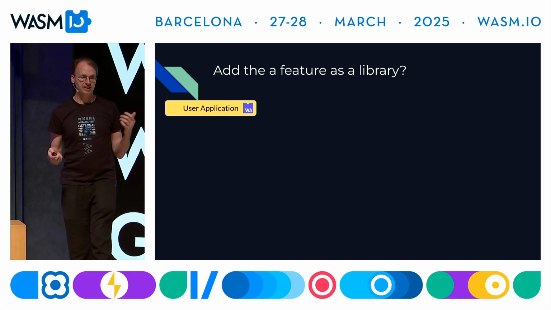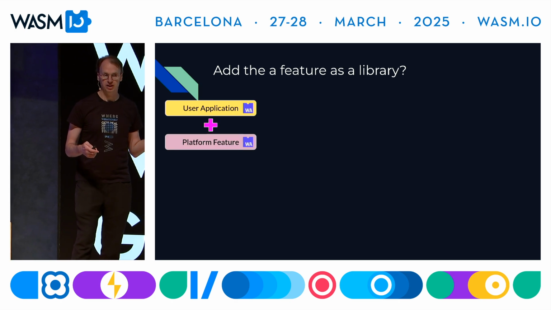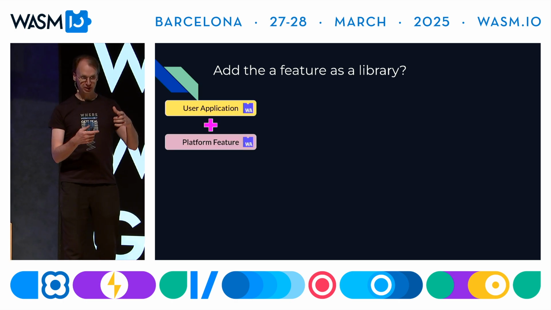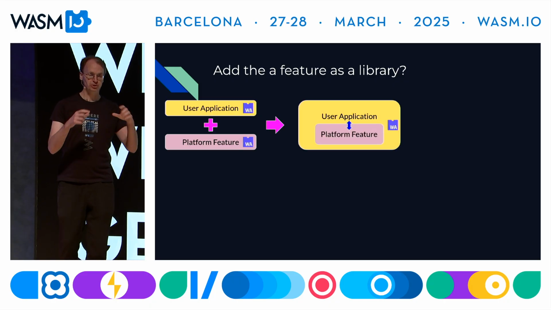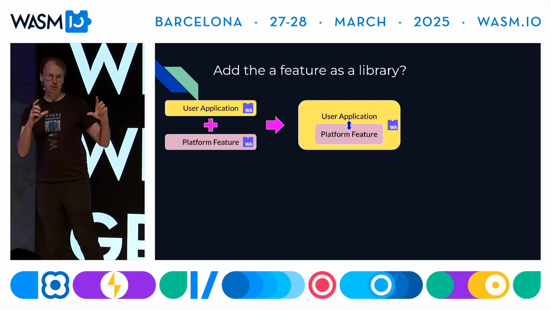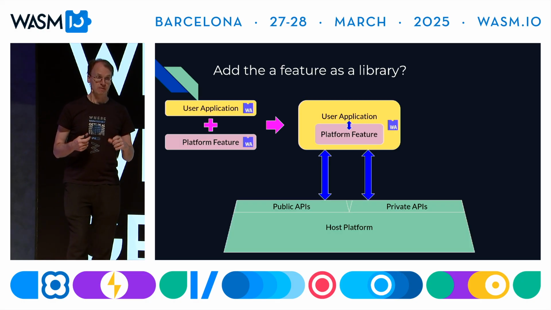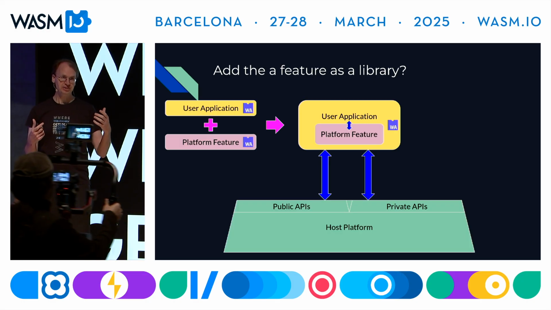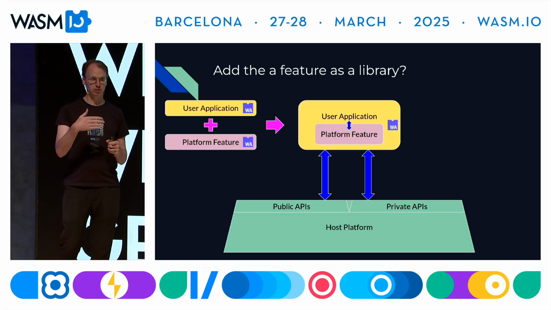One way to do that would be to add the feature as a library. So we take the user application, which is written in WebAssembly, and we link it with the platform feature, which would build as a WebAssembly library, and link them together into a combined application with the user application code combined with the platform feature linked into it, making one big WebAssembly module. This has the advantage of putting the platform feature inside the WebAssembly sandbox, which is great. It also gives us the ability to iterate rapidly with the platform features.